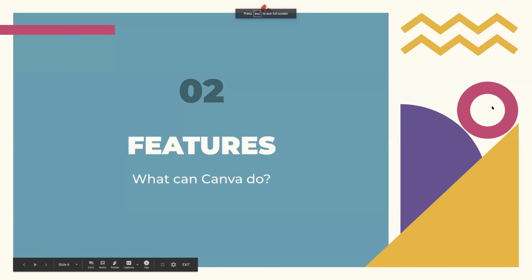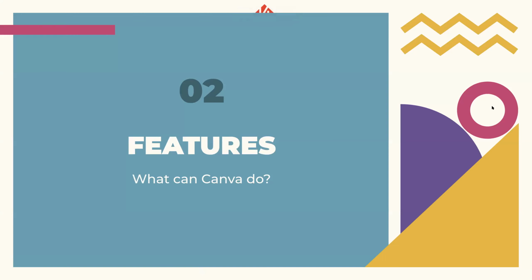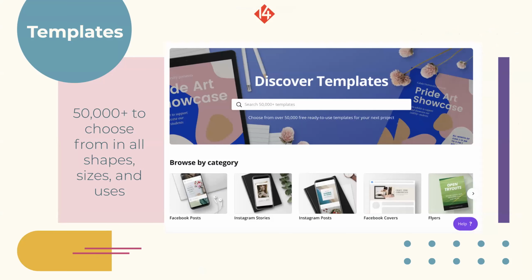Features of Canva. What can it do? Well, what can't it do, guys? What can't it do? So for the templates, there are 50,000 plus templates that you can choose from.